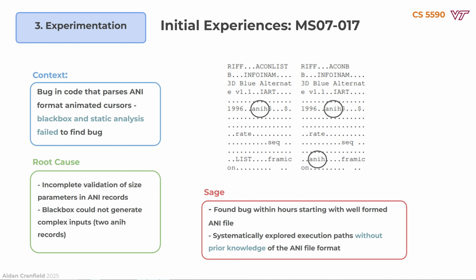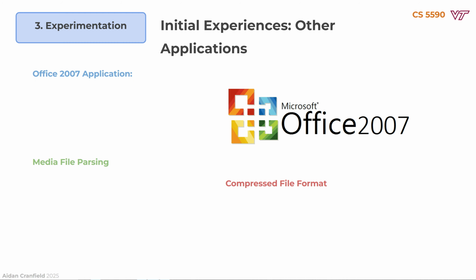And then it determined that having 2 ANI records caused the bug. As you can see, on the right side, there are 2 records highlighted. Now, some other experiences with other applications.